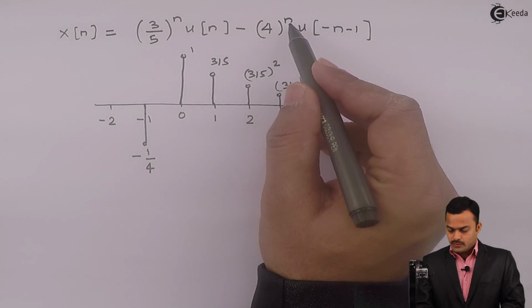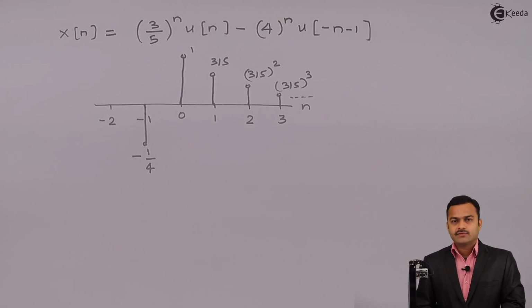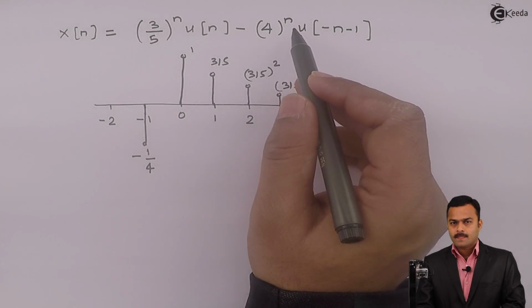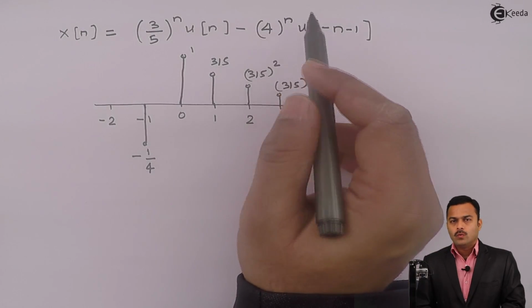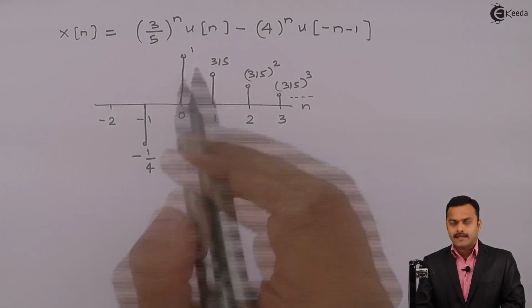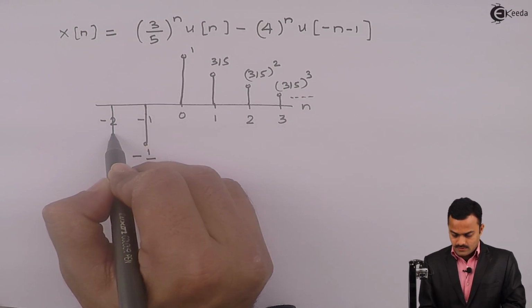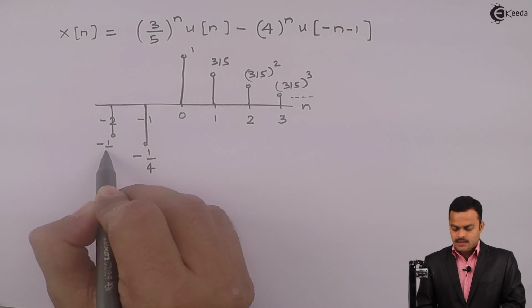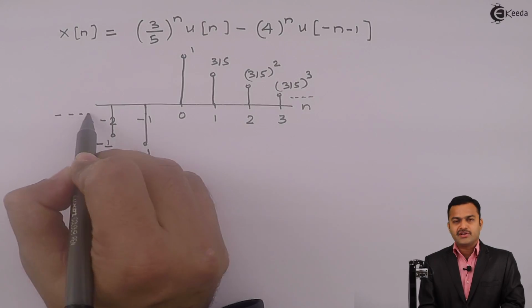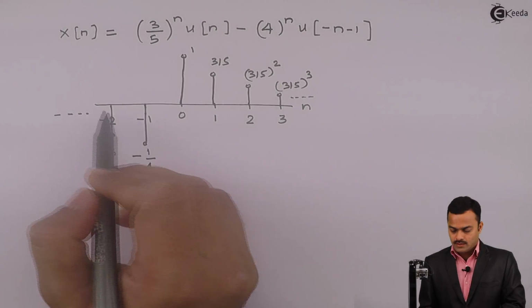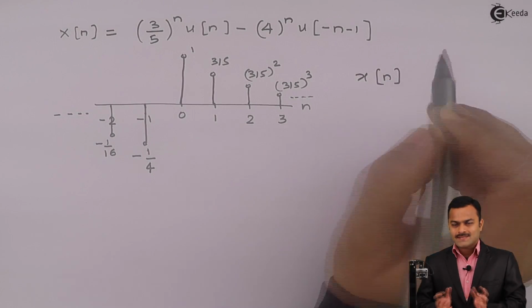Next we have to get n equal to minus 2. So 4 raised to minus 2 is 1/16, and in the end it is minus 1/16. So we will get a plot like this. For the negative values of n in this region, the signal is also converging. So this is x of n. We have just plotted this.